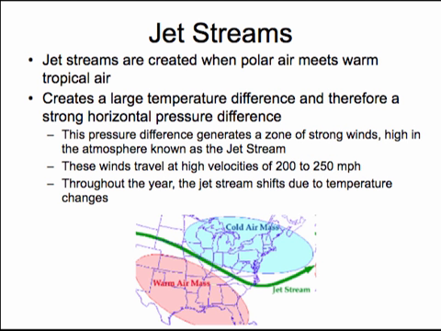Throughout the year, the jet stream shifts due to the temperature changes. So in the summer, the jet stream is the least pronounced because the temperature in New Hampshire and the temperature in Florida are more similar to each other. Even the temperature in Canada is more similar to what you might feel in Florida. So the jet stream tends to be higher, up further towards northern Canada, and it also tends to be a little bit slower.